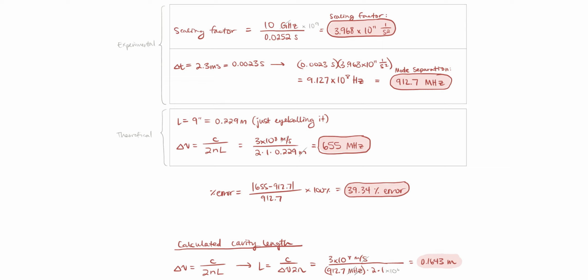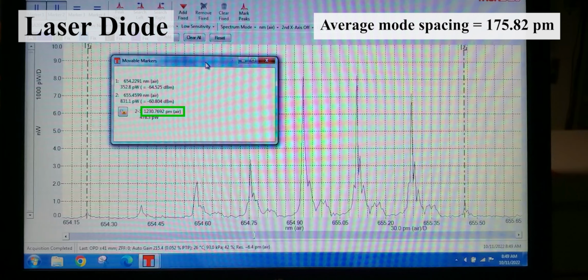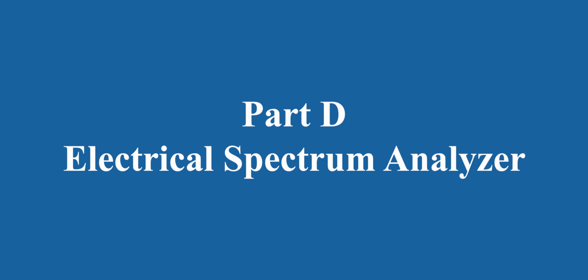For the helium neon laser, we found a central wavelength of 632.8 nanometers and a full width half max of 43 picometers. The laser diode had 8 modes, and you can see on screen the central wavelengths and the full width half maxes for each one. We found an average mode spacing of 175.8 picometers.